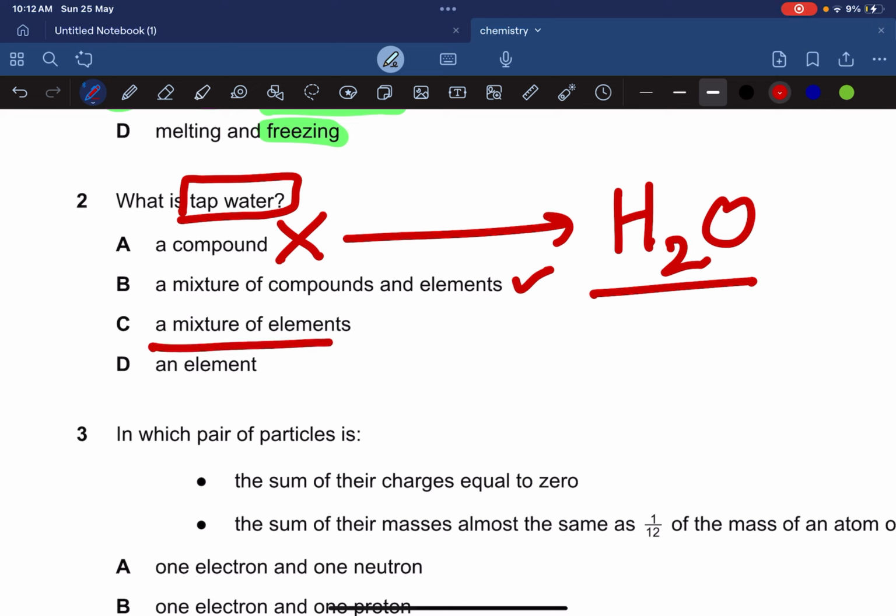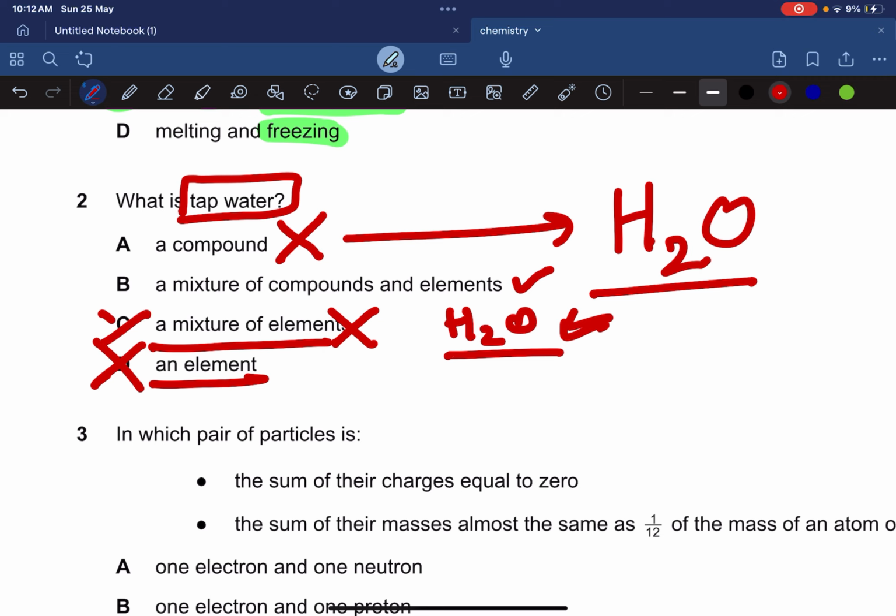Moving on, a mixture of elements, not at all. You have H2O in tap water. How can it be a mixture of elements? You have a compound, an element, not this, not this. How can it be an element? You have H2O. H2O is not an element, it's a compound. So clearly it has to be option B. A mixture of compounds and elements.